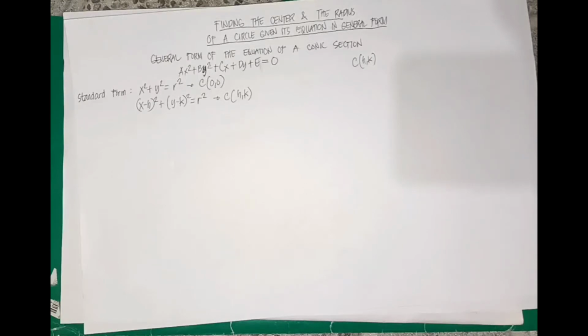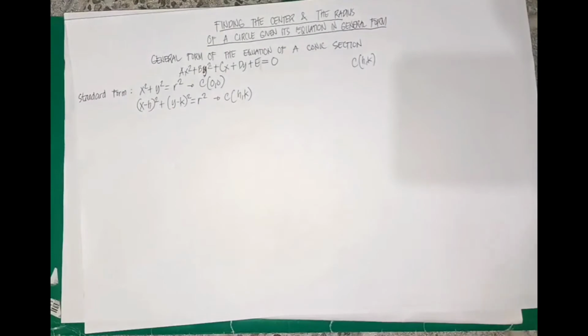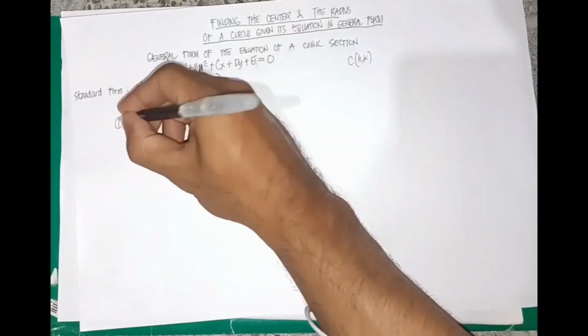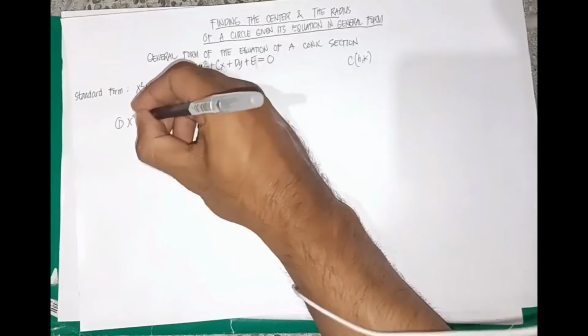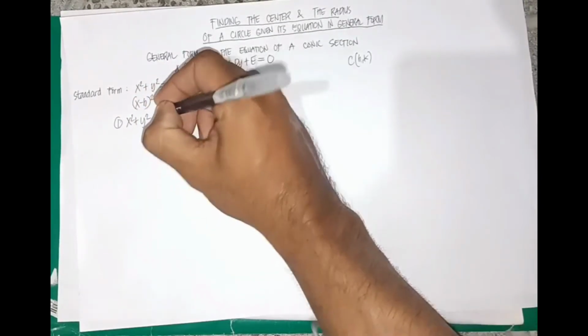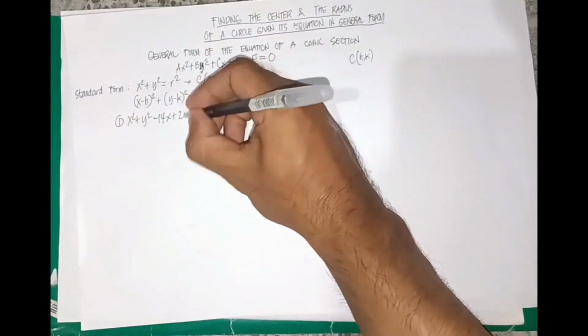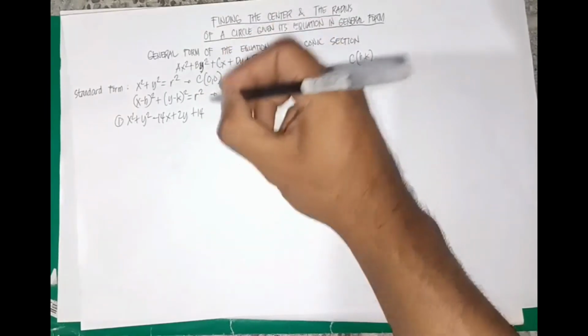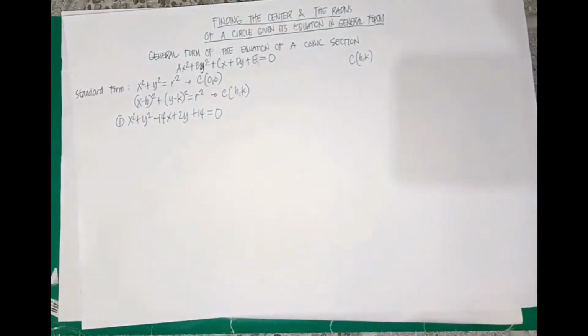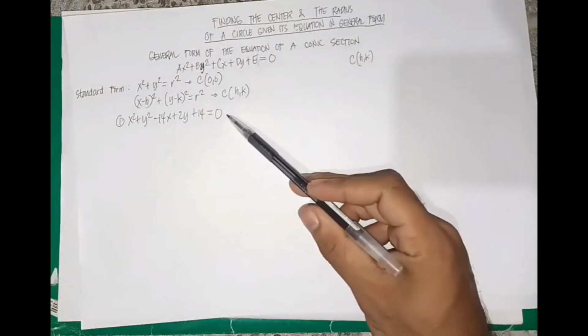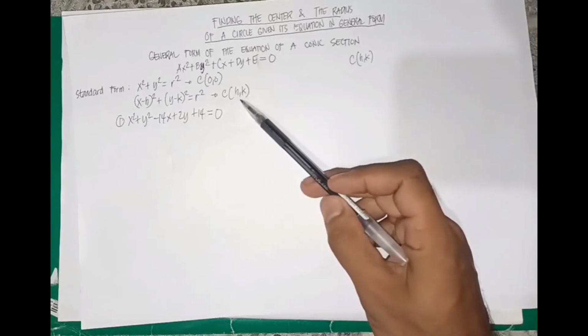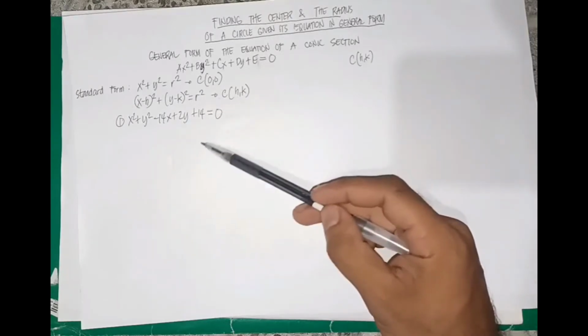Number one, here we have example number one: x squared plus y squared minus 14x plus 2y plus 14 equals 0. As I said a while ago, the first thing we need to do here is to transform this general form into the standard form so that we will be able to find its center and radius.